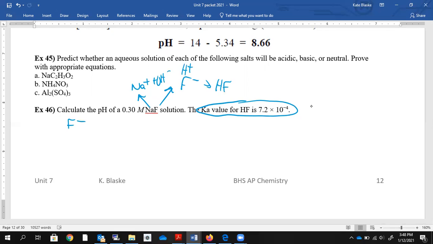So F minus is going to react with water. Even if you don't think about, oh, I know it's an acid, or oh, I know it's a base, we should be able to look at this written out this way and ask, is that F minus going to accept a proton or donate a proton? Well, it has no protons to donate, so it's going to have to accept one. So we're going to form HF. Water donated away that proton, so we're going to leave behind a hydroxide.